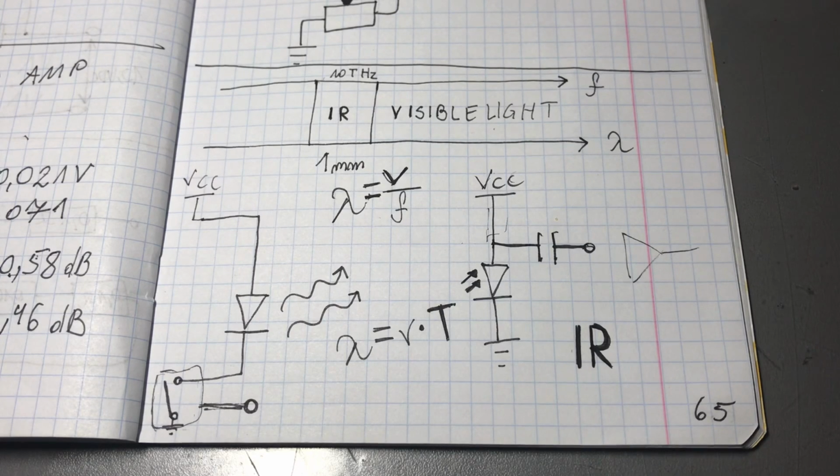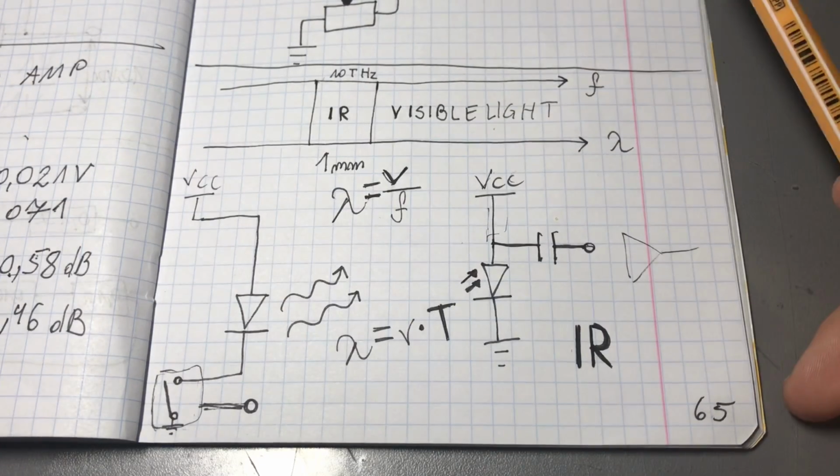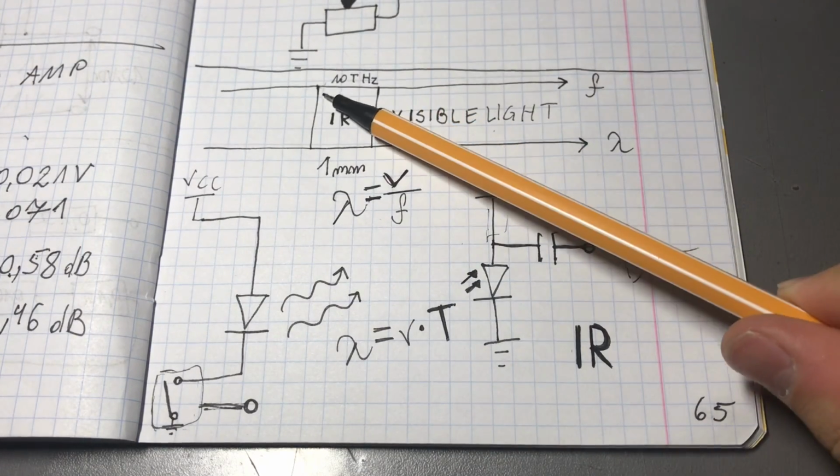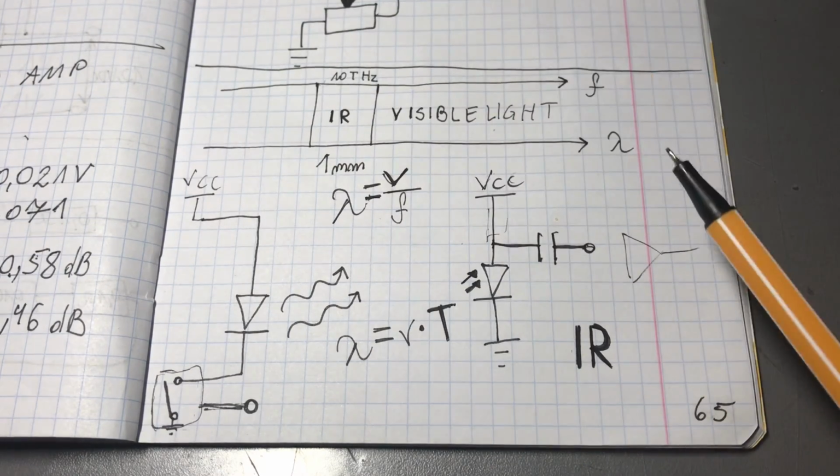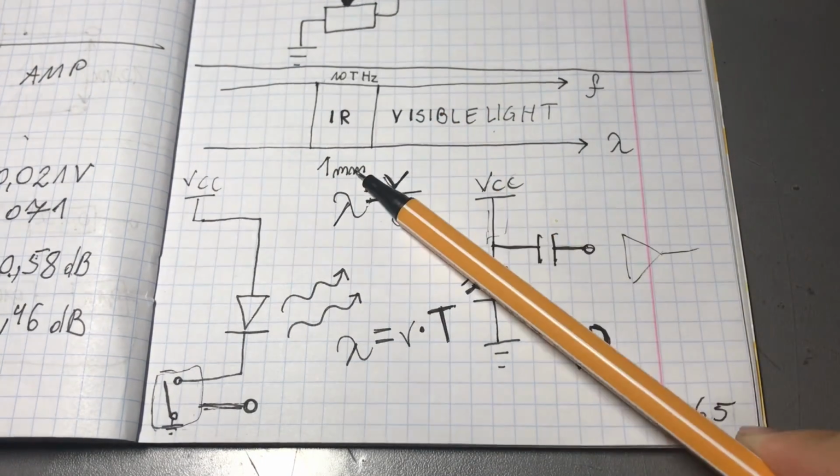Hello guys, in today's episode I want to show you what infrared is and how to use it in your projects. So what is infrared really? Infrared is an electromagnetic wave that oscillates at a frequency of roughly 10 terahertz, and it has a wavelength of 1 millimeter.